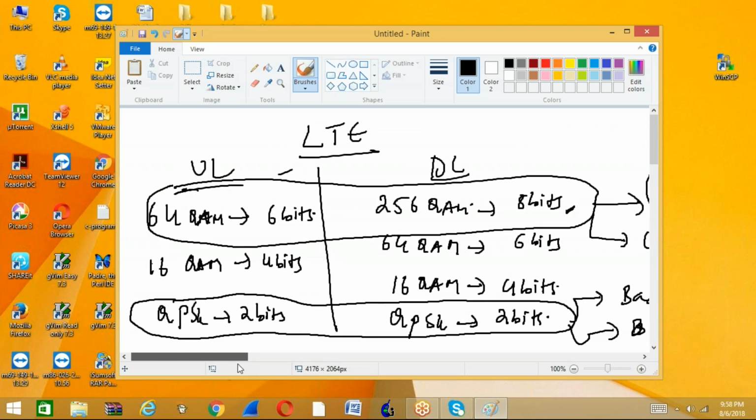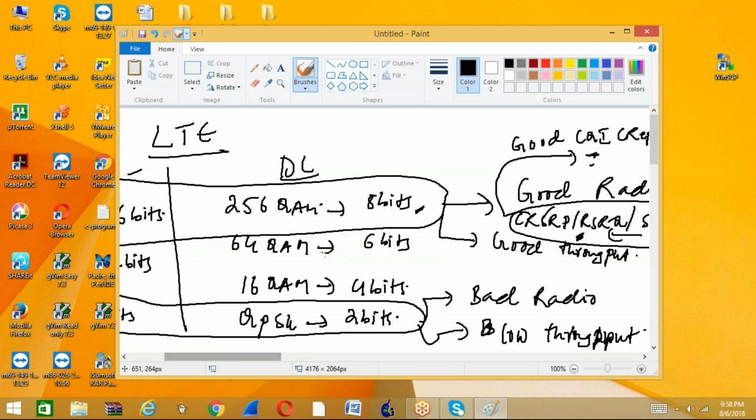I hope you got what I'm trying to say. So this is medium throughput. Good and bad in the medium part is what I told. So this is something with respect to modulation, and this is an interview question.